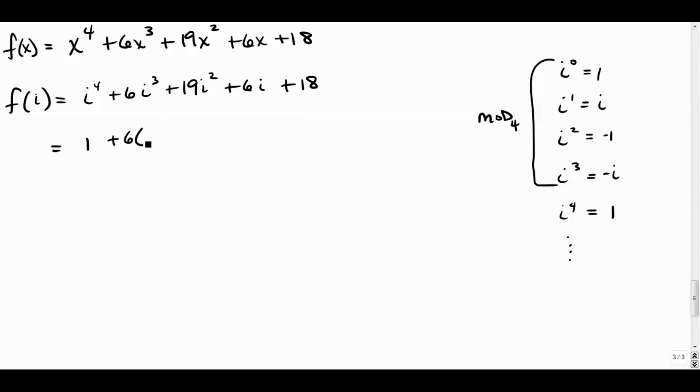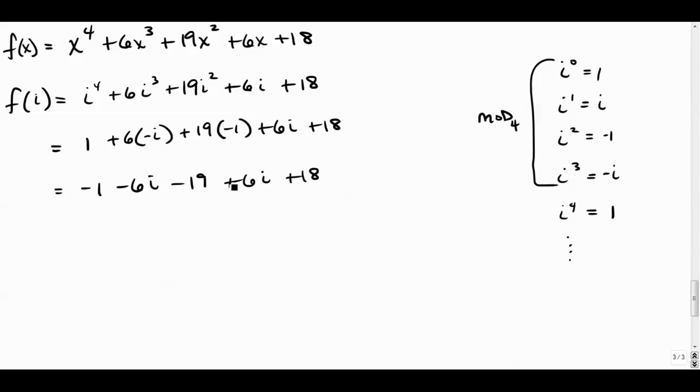So this is plus 6 times negative i plus 19 times i squared, which is negative 1, plus 6i plus 18. Negative 1 minus 6i minus 19 plus 6i plus 18. Check this out, negative 6i and positive 6i cancel. So I have negative 1 minus 19 plus 18. This is negative 20 plus 18, which is negative 2. Oh boy, I screwed something up here.